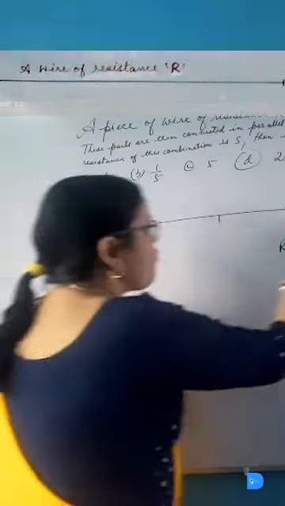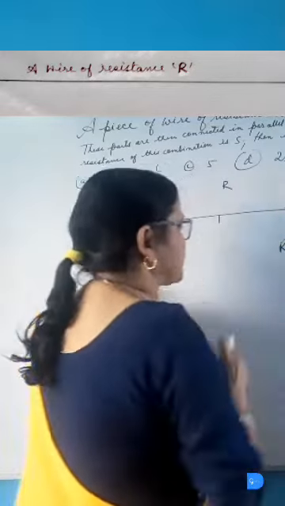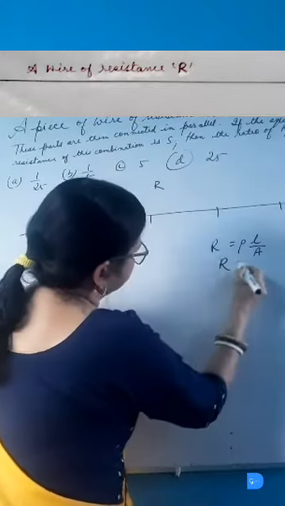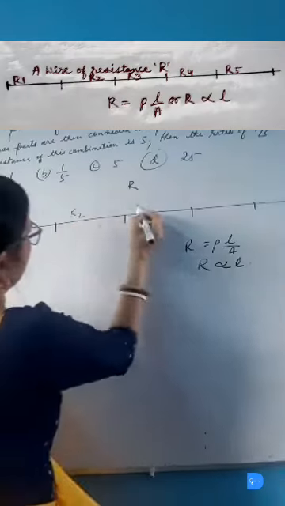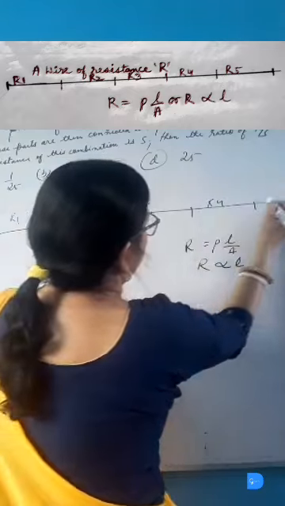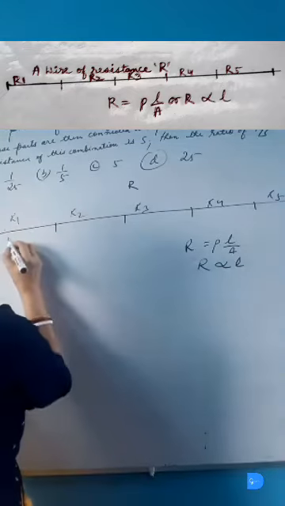Suppose this is the wire. Its resistance is R. Now it is cut into 5 equal parts. From this formula, we know that resistance is directly proportional to the length of the wire. These are R1, R2, R3, R4 and R5. So each equal part will have the same resistance of R by 5.